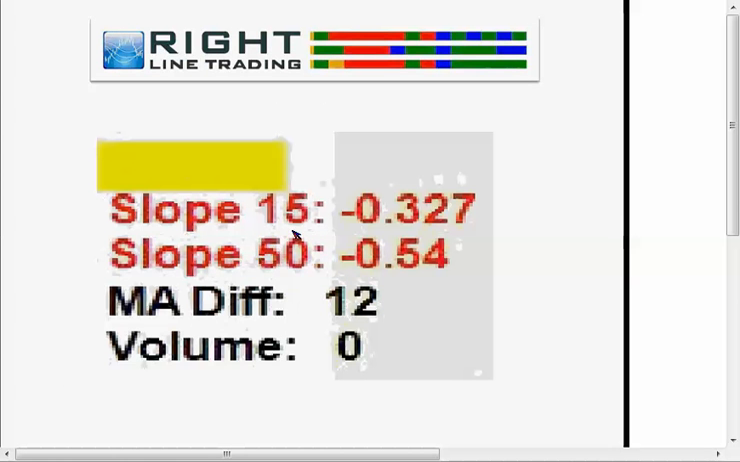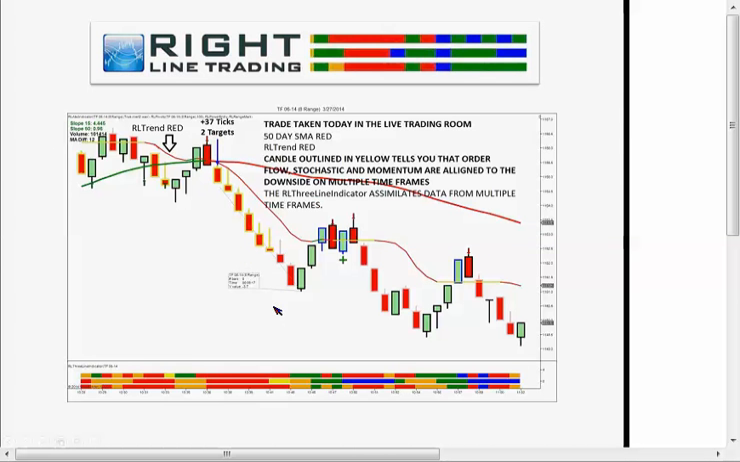Now, here's what defines overbought, oversold, and then I'm going to go over to the charts. I'm going to go back to here. If you look in the upper left-hand corner, you can see slope, volume, and then MA diff. When the distance between the 50 and the 15 is greater than 18 ticks, when the space widens to the point where it's 18 or more, that's where you start getting overbought or oversold.